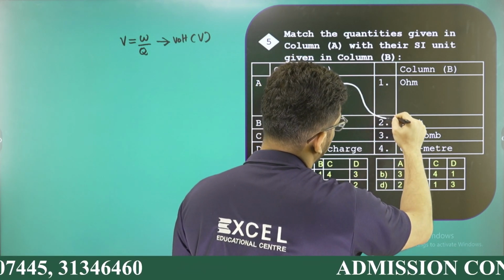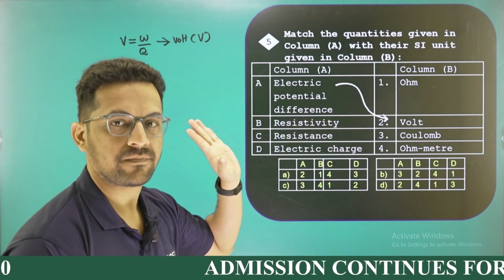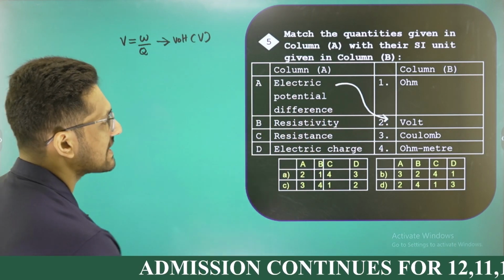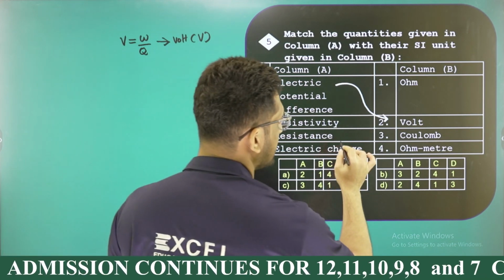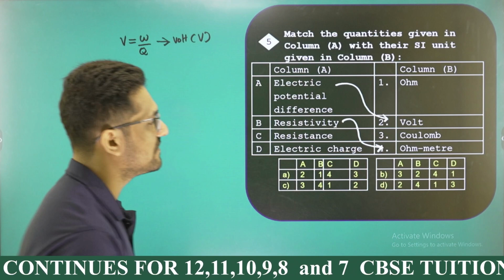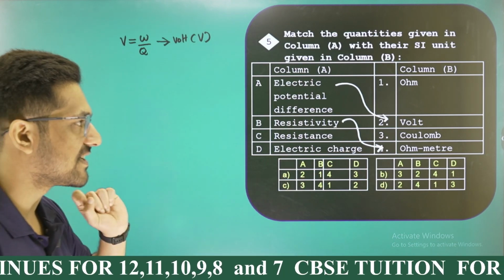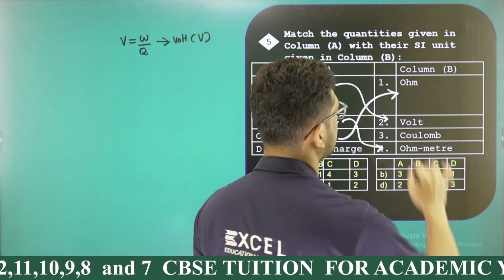Unit is volt. That means you can match A to 2. Then resistivity. What is the resistivity? Unit of resistivity is ohm meter. You just studied that, right? Then there is resistance. That's very simple. What is the resistance unit? Unit of resistance is ohm.